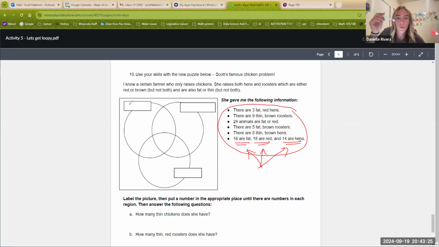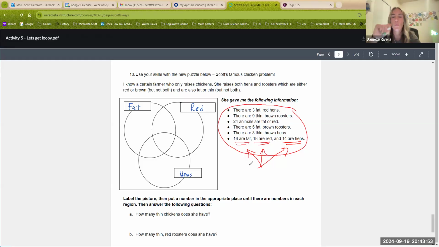So in the circle, we would put fat. Okay, so that's the fat circle right there, and then red. Okay, I'm gonna put red here, that's fine, and hens. Oh, hens. I thought we had to label those separately. Well, you had to label them. I've had people try to solve the problem without labeling, and I have no idea what each circle represents.